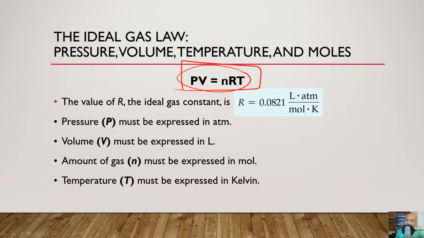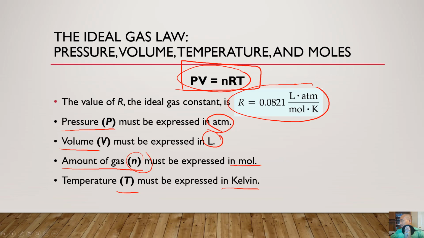PV = nRT. In this case, the units must be correct. Pressure must be in atm. Volume must be converted to liters. The amount of gas, n, must be in moles. Temperature, again, must be in Kelvin. And R, the ideal gas constant, is 0.0821 liter times atm per mole per K.